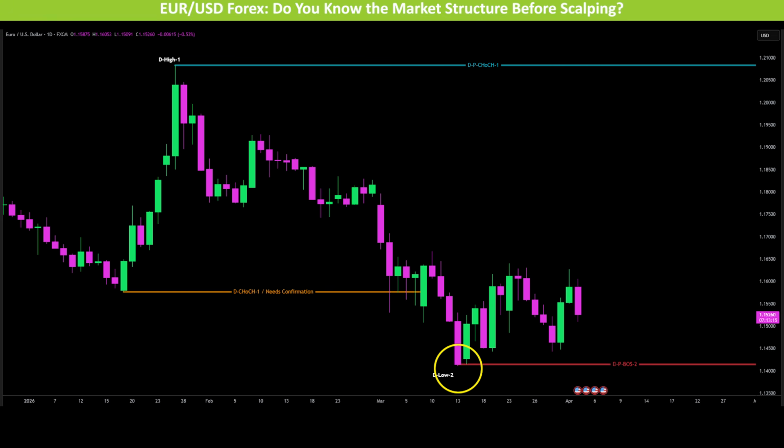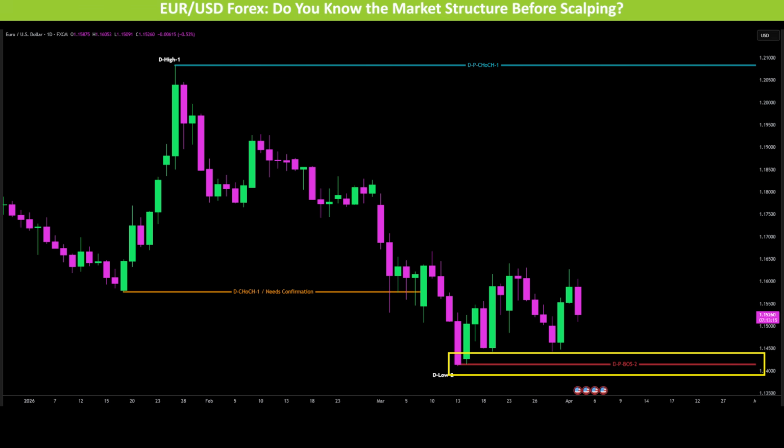2. At this level, the market is sitting at a point where a break of structure could occur, so this level is currently labeled as daily possible break of structure 2. This means the structure is now in a transitional phase. The change of character from daily high 1 to daily low 2 has occurred, but it still needs confirmation. And that confirmation depends on whether price breaks below daily low 2.